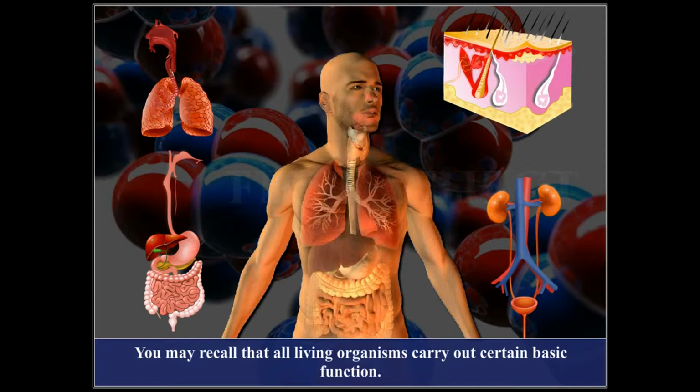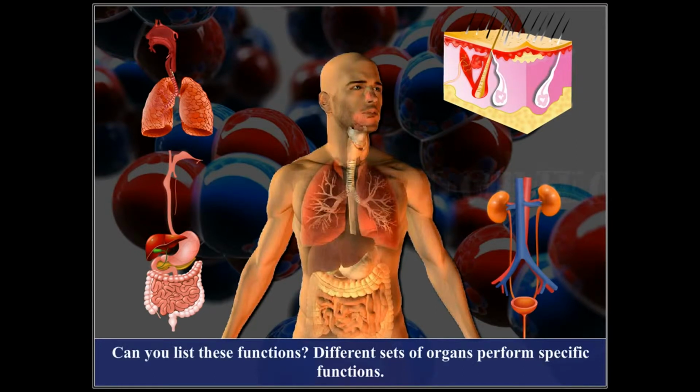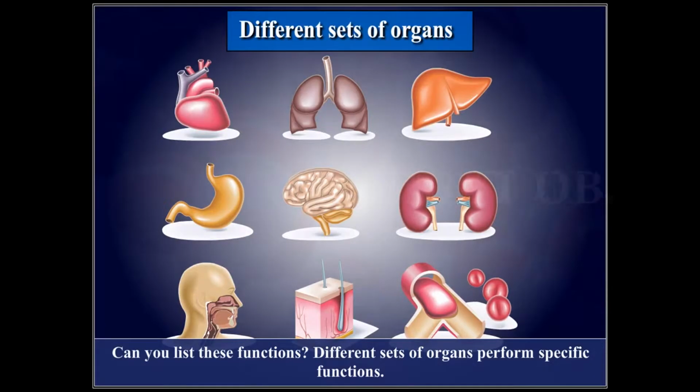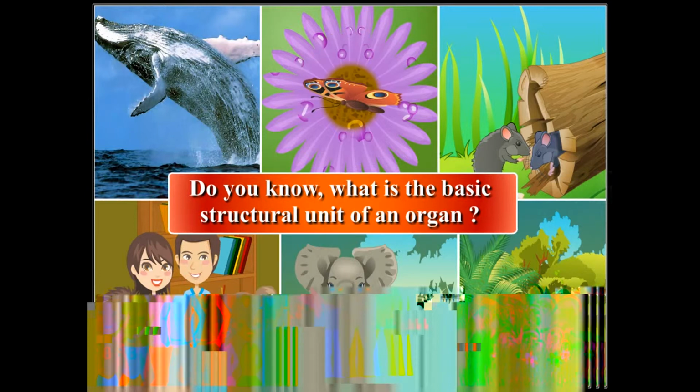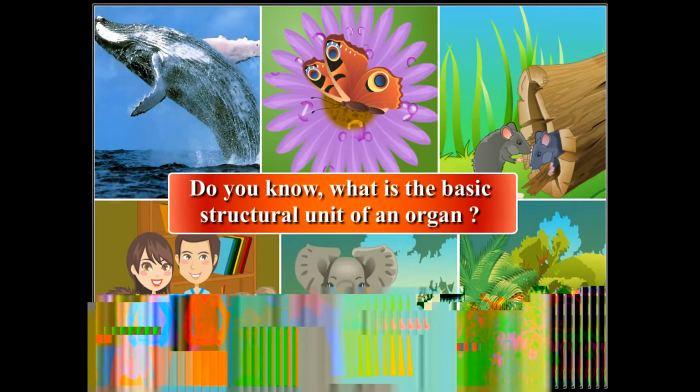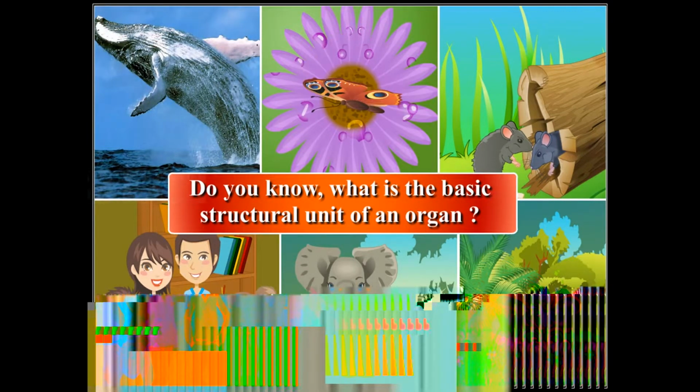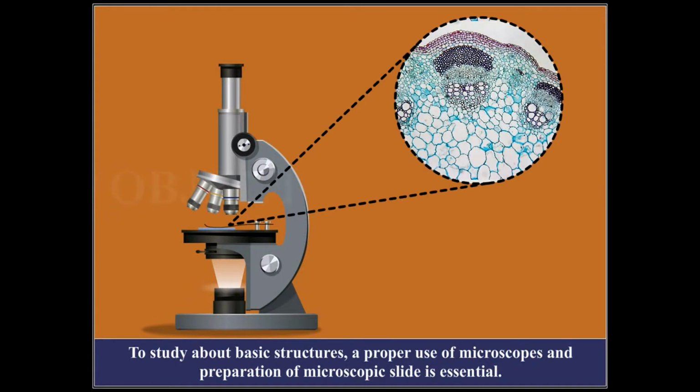You may recall that all living organisms carry out certain basic functions. Can you list these functions? Different sets of organs perform specific functions. Do you know what is the basic structural unit of an organ? To study about basic structures, a proper use of microscopes and preparation of microscopic slides is essential.